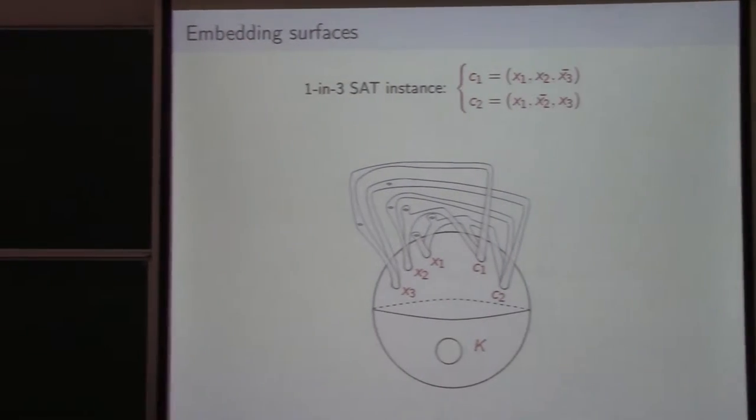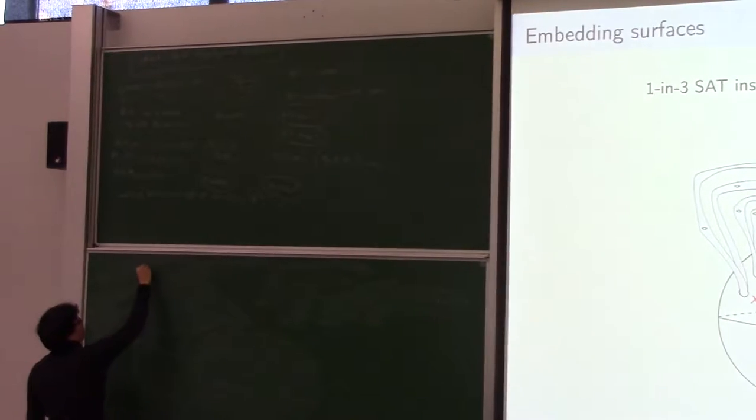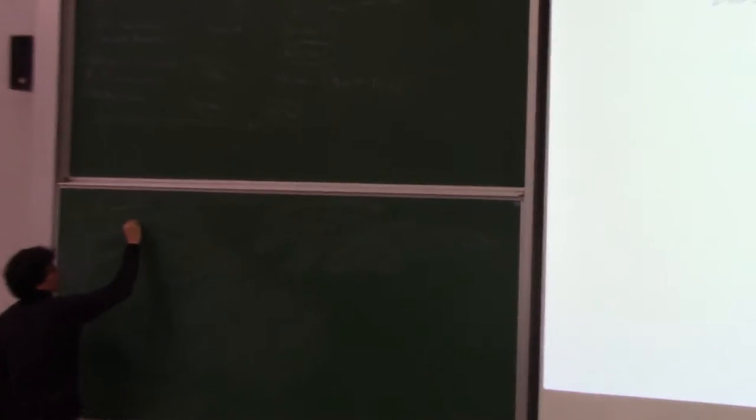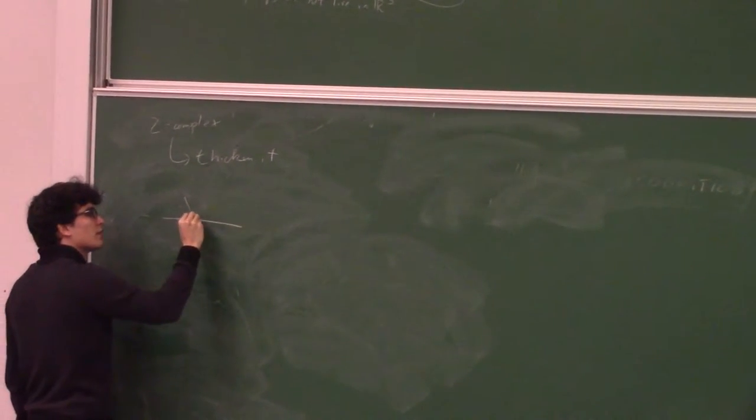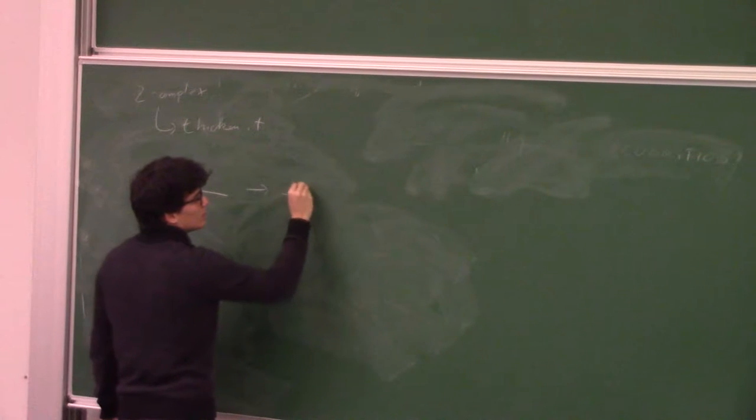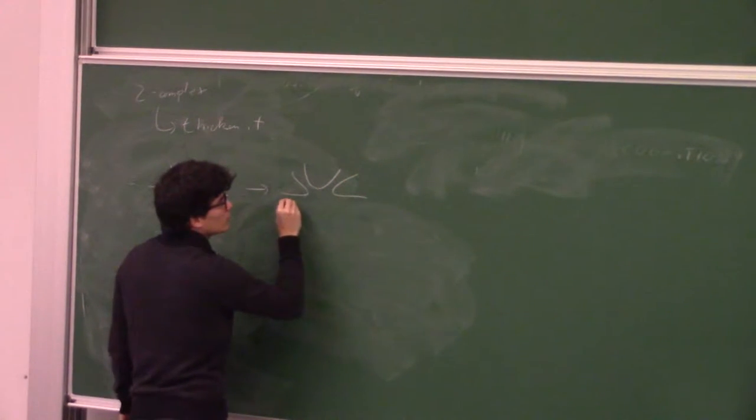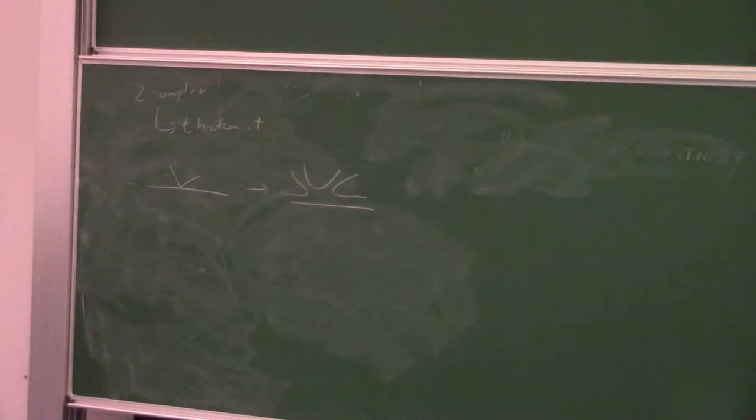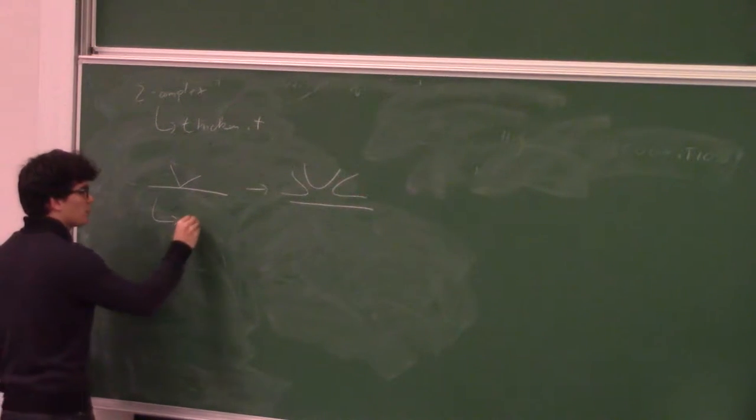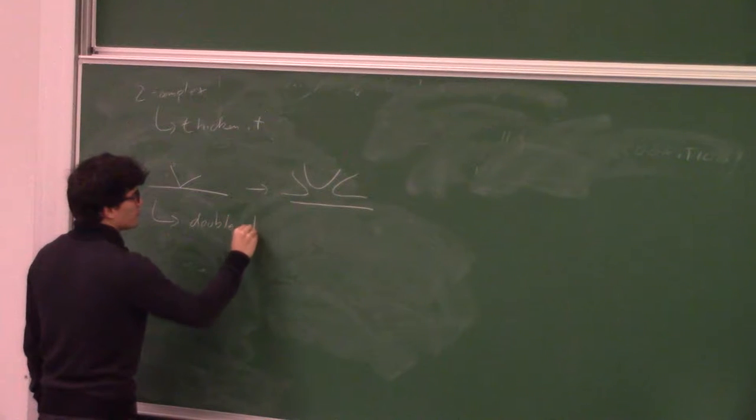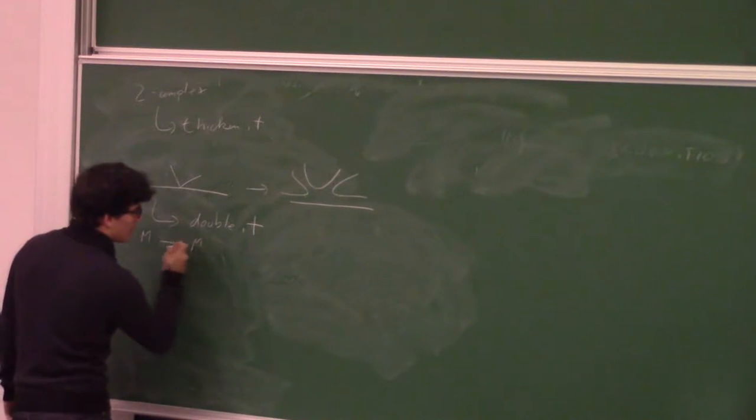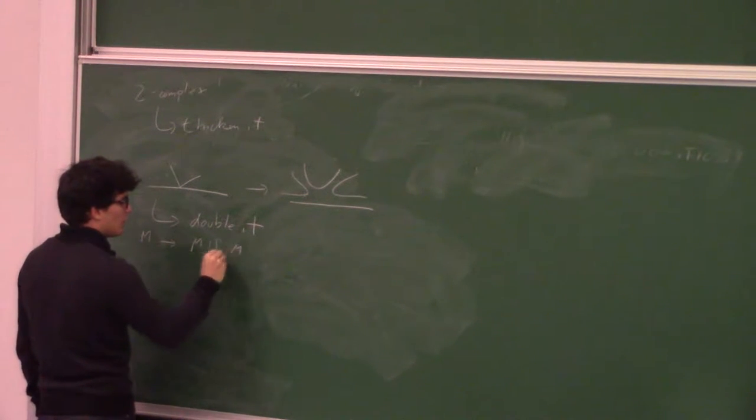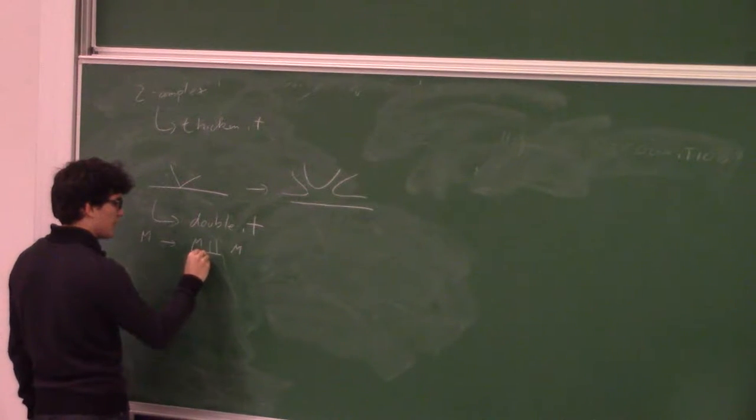So how do you go from a two complex to a three manifold? Well, there's a canonical way to do it. In the first step, you thicken it, which means that whenever it looks like something like that, you make it a bit fatter, so now from your two complex, you have a three manifold with boundary. And then when you have a three manifold with boundary, you double it. Which means that if you started with some M, now you look at the manifold M union M, where this is glued by the identity of the boundaries.